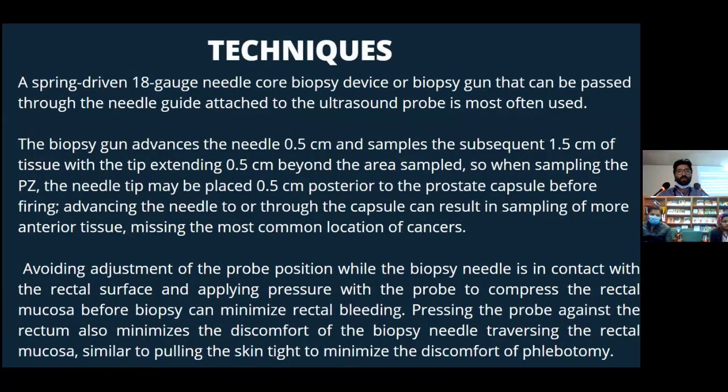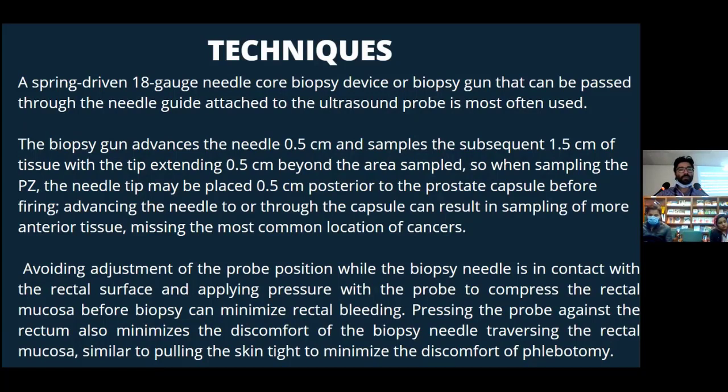A spring-driven 18-gauge needle core biopsy device, or biopsy gun, can be passed through the needle guide attached to the ultrasound probe. The biopsy gun advances the needle 0.5 centimeter and samples the subsequent 1.5 centimeter of the tissue, with the tip extending 0.5 centimeter beyond the area sampled. So when sampling the peripheral zone, the needle tip may be placed 0.5 centimeter posterior to the prostatic capsule before firing. Advancing the needle to or through the capsule can result in sampling of more anterior tissue, missing the most common locations of the cancers, which are peripheral areas.